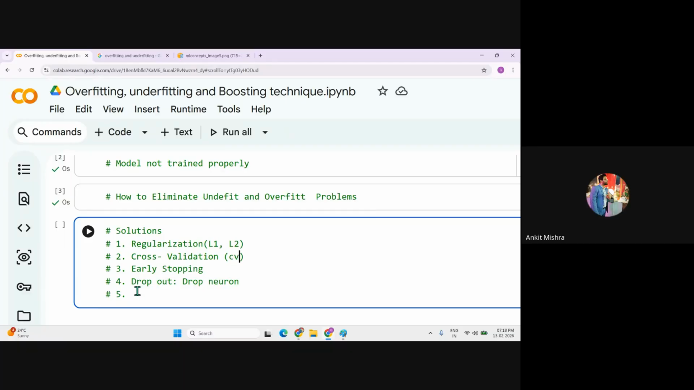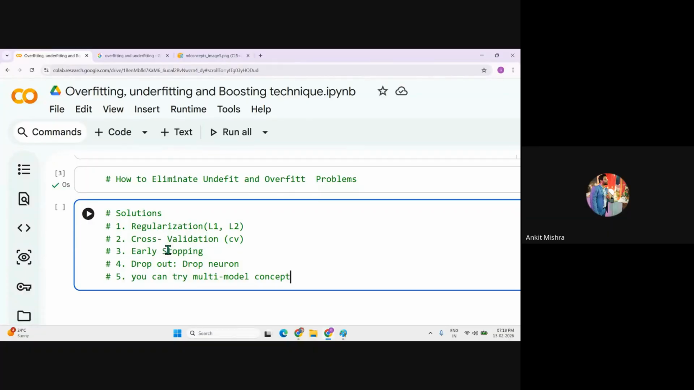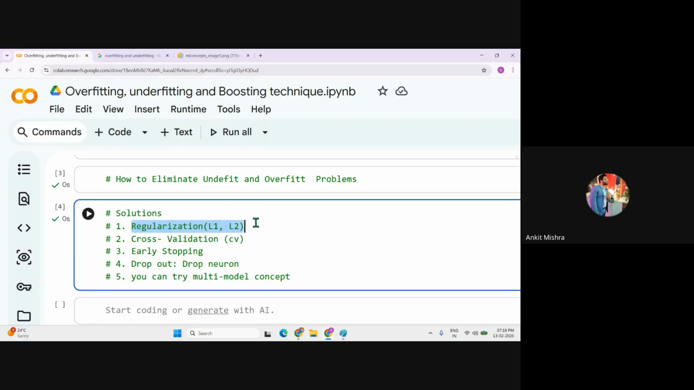So we can use this, or you can do one thing. You can try a multi-model approach, right? The multi-model concept, so that you are not getting the model either on the underfit side or on the overfit side, right? So these are the solutions, but technically we have to rely on cross validation and early stopping, or dropout, or drop neuron, right?